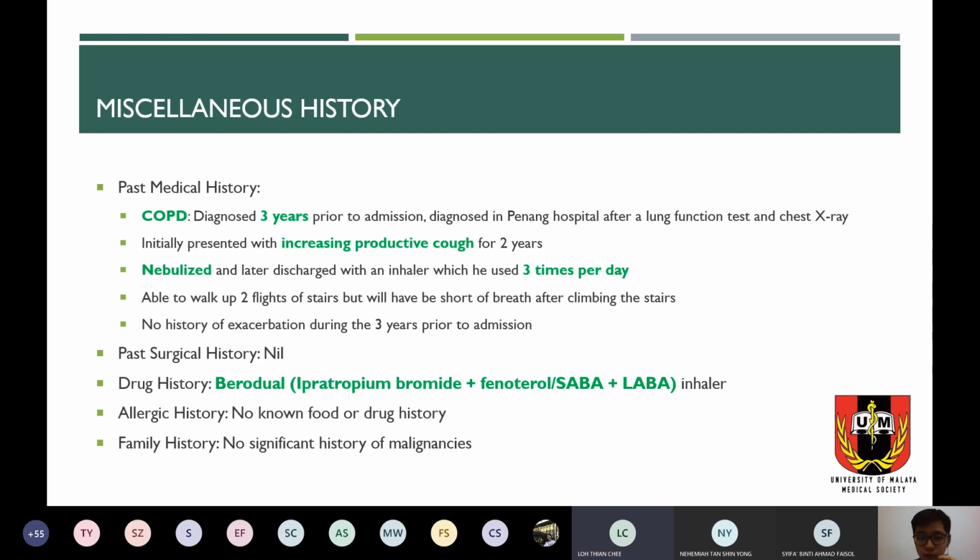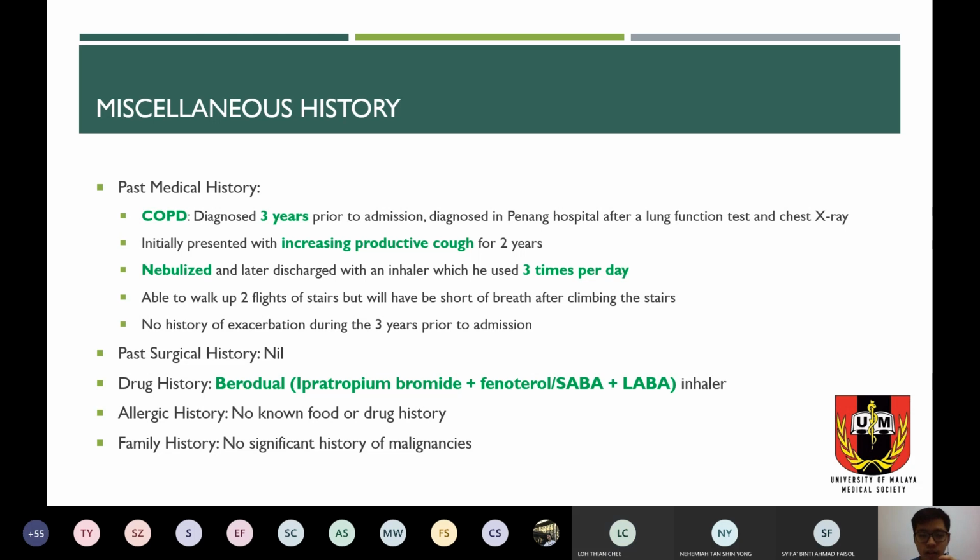Okay. So for the miscellaneous history, just a little bit on the past medical history. His COPD was diagnosed 3 years ago. It was diagnosed in the hospital in Penang after a lung function test and a chest X-ray. It initially presented with an increasingly productive cough for the 2 years prior to the diagnosis. After diagnosis, he was nebulized and later discharged with an inhaler, which he used 3 times a day. On normal days, he is able to walk up 2 flights of stairs, but will be short of breath after climbing those stairs. Otherwise, no history of exacerbation during the 3 years prior to this current admission.